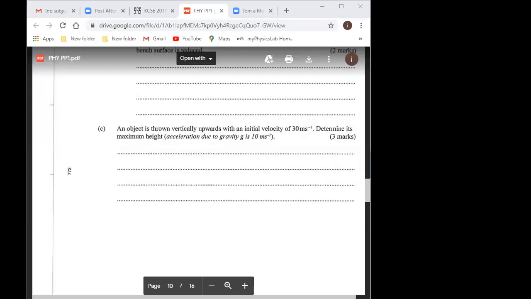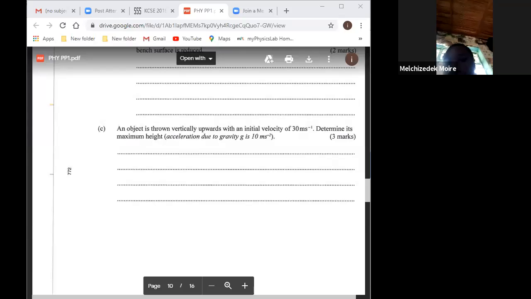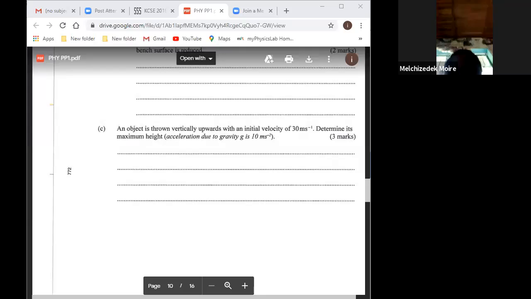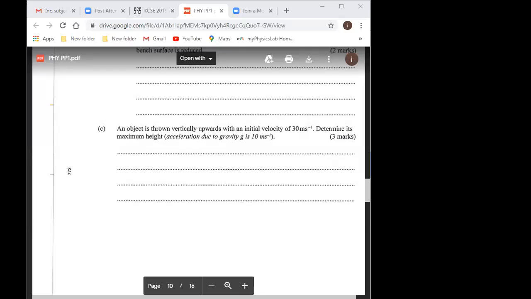Melchizedek, Moira, are you through? Yes. What answer are you getting? Pardon? 45. 5, okay. Someone else? Gilbert, come on, what are you getting? 45 meters. Okay. 45. Frederick Mogo, what are you getting? 45. Okay. Majority of you are getting 45.